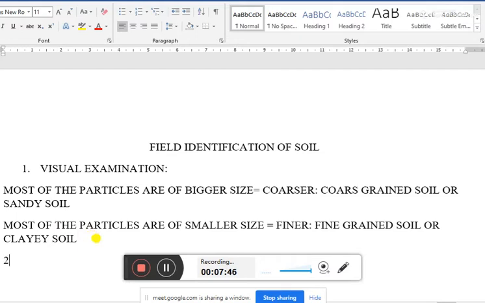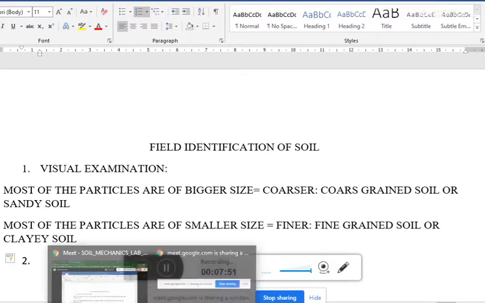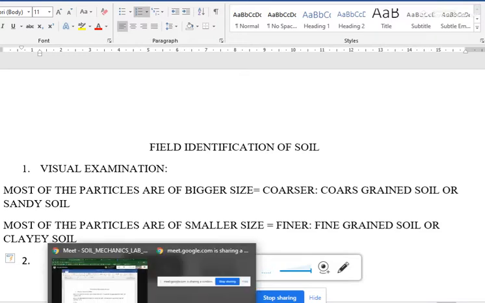Before going to the next test, one thing: please try to write down all these tests and the conditions to classify the soil in field. Please write down, because when we go to lab, you have to tell the test which we can perform. Please try to write down the test and the condition that I am writing in the worksheet.